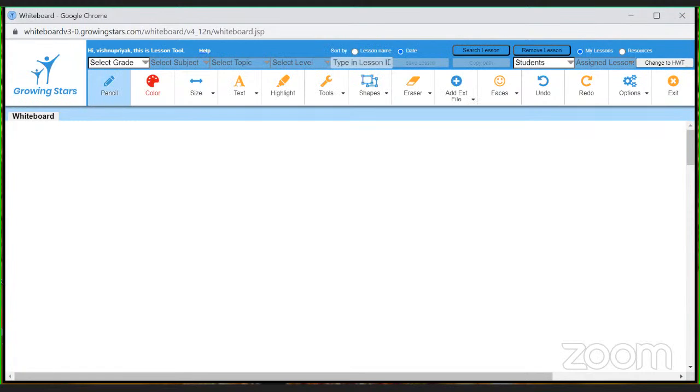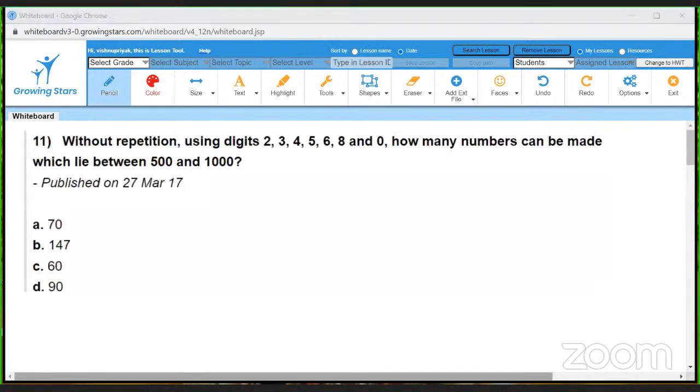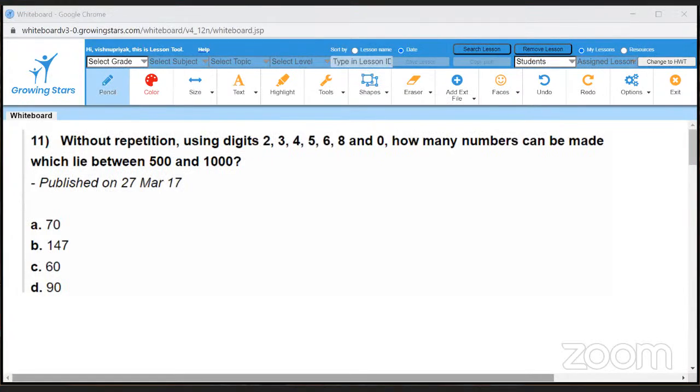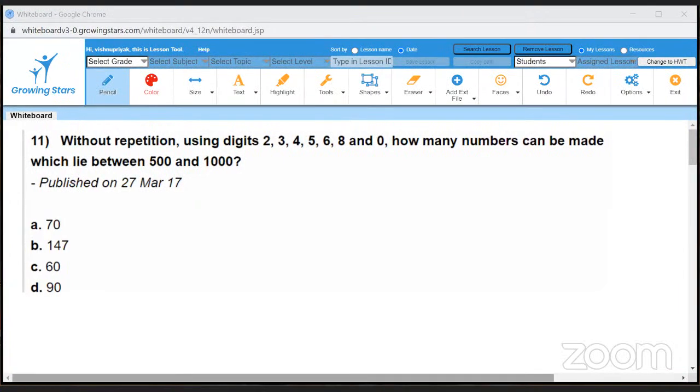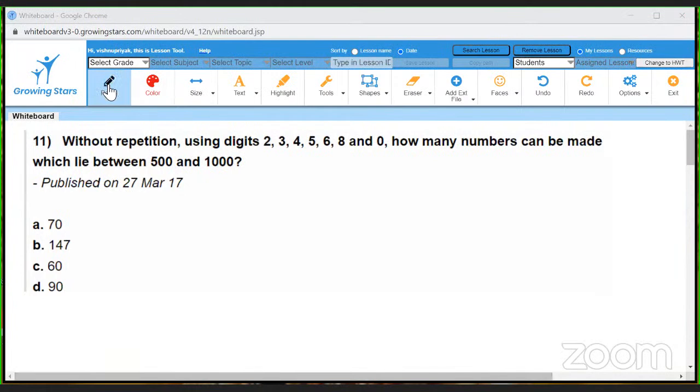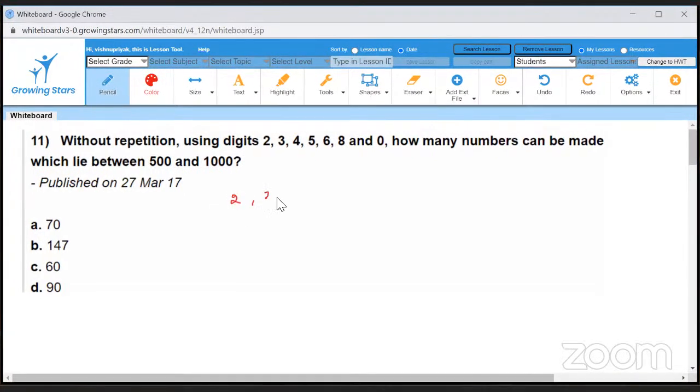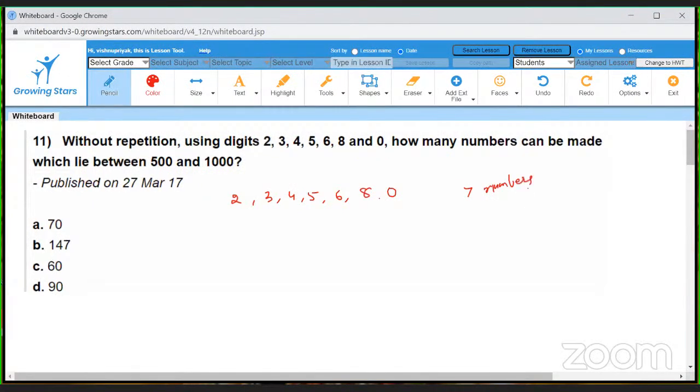Here is the next question. Without repetition, using the digits 2, 3, 4, 5, 6, 8, and 0, how many numbers can be formed which lie between 500 and 1000? So total we have 2, 3, 4, 5, 6, 8, 0. 7 numbers are given to us total. That's the first thing you have to see.